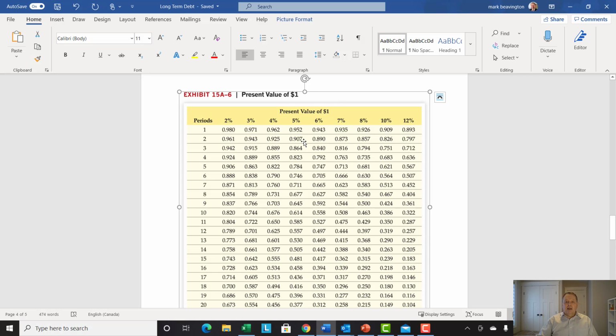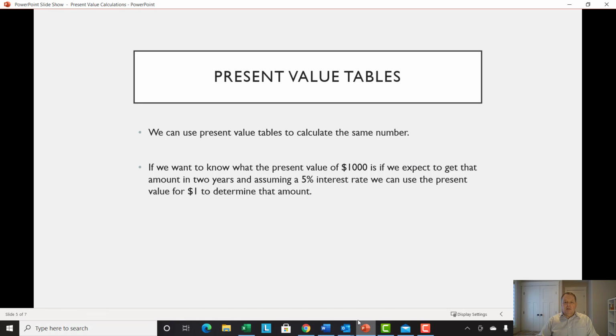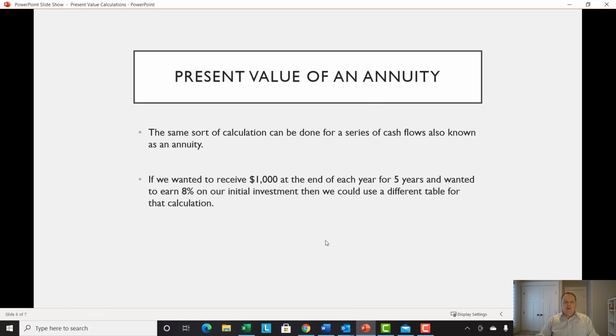0.907. That means that if I had to pay back $1,000 at the end of 2 years, I would just take the 1,000 times 0.907, or $907. I would take that $907 and say, that's how much I would get today, and then I would pay back $1,000 2 years from now, assuming an interest rate of 5%. So a little different, but yeah, it works.